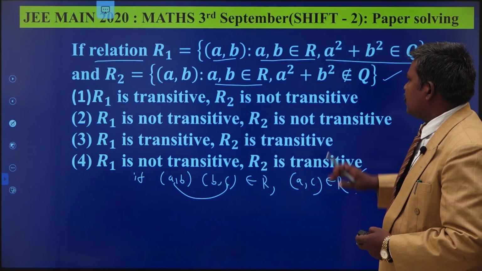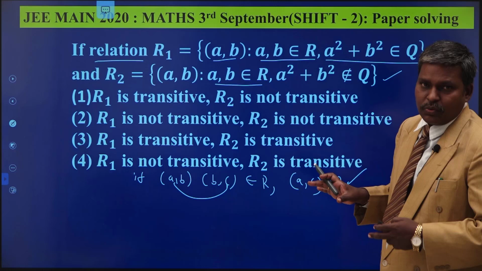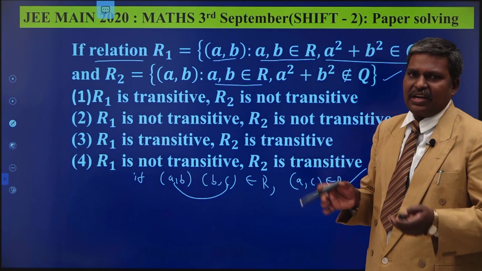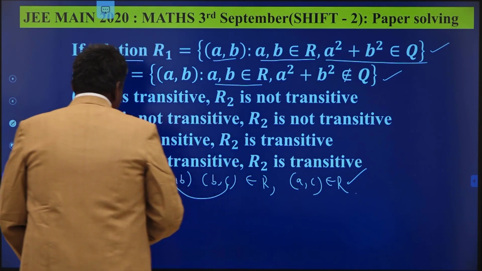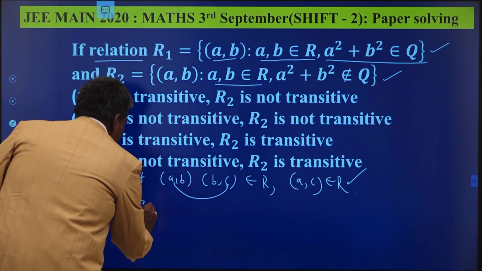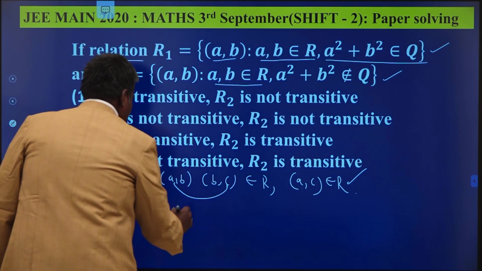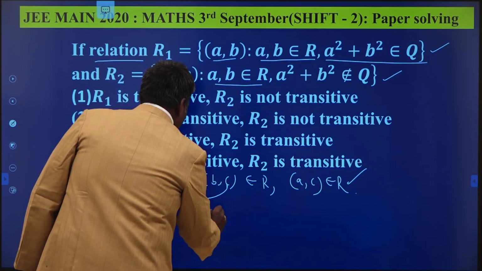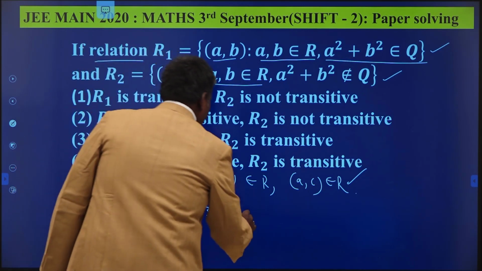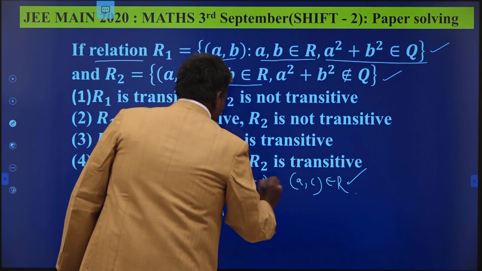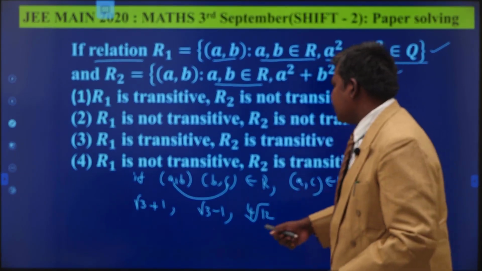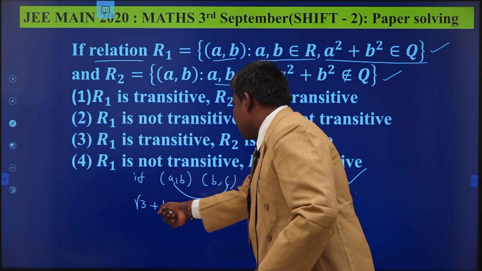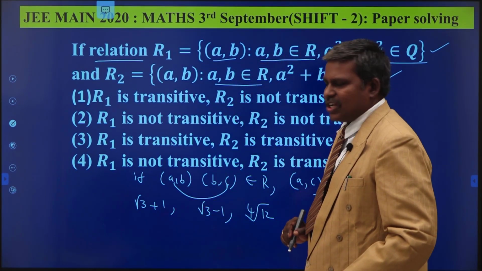See here, if it is not, to show that something is not, it is enough to give some counterexample. Now I am going to take three numbers: root 3 plus 1, root 3 minus 1, and the fourth root of 12. I will explain why I am taking them. What about squaring and adding? Does it belong to Q or not?